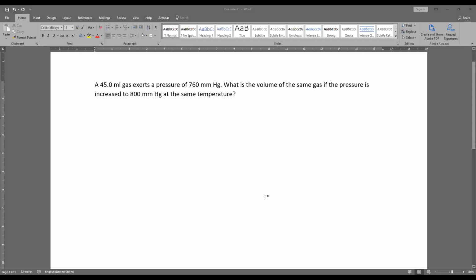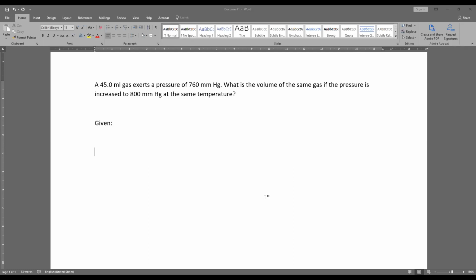Let's have this. A 45 ml gas exerts a pressure of 760 millimeter of mercury. What is the volume of the same gas if the pressure is increased to 800 millimeter of mercury at the same temperature? Okay, so in answering scientific problems, we first need to identify what the givens are.